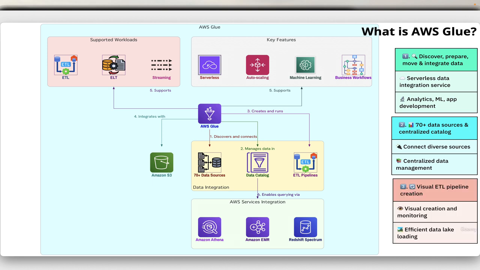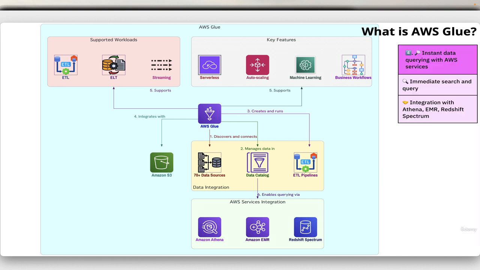AWS Glue allows you to visually create, run, and monitor extract, transform, and load (ETL) pipelines. These pipelines help you efficiently load data into your data lakes, streamlining your data processing workflows. Once your data is cataloged, you can immediately search and query it using other AWS services like Amazon Athena, Amazon EMR, and Amazon Redshift Spectrum. This integration enhances your ability to derive insights from your data quickly.